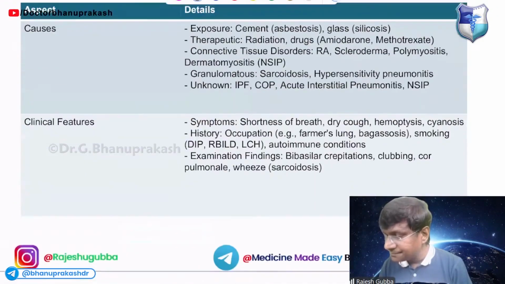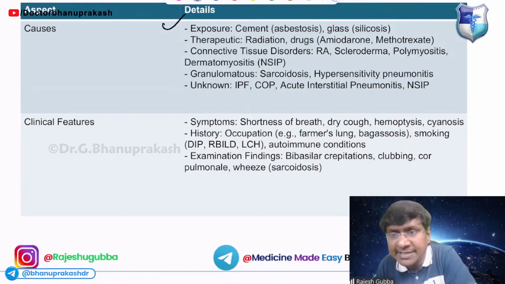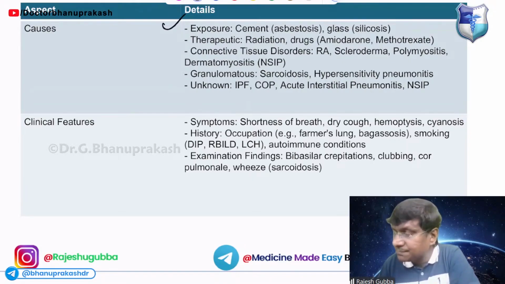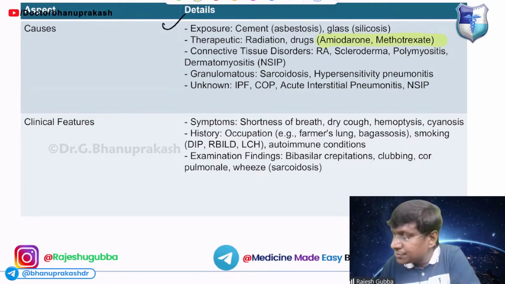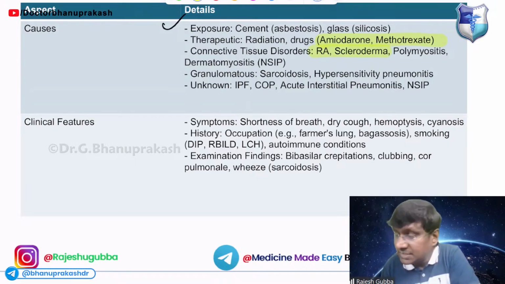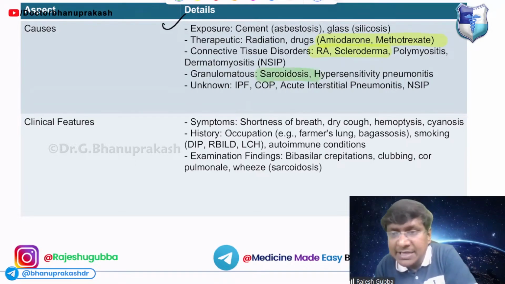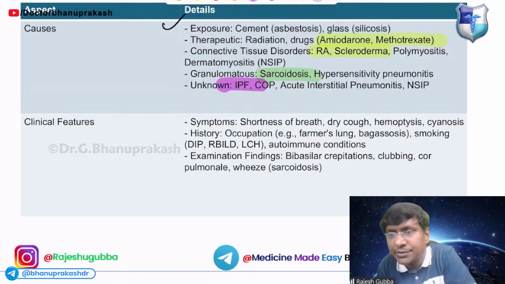Now, let me discuss the various forms of ILDs, or various etiologies. First and foremost, exposure to cement will result in asbestosis. Exposure to glass will result in silicosis. Some drugs can cause ILD, that is amiodarone and methotrexate. Connective tissue disorders causing ILD: rheumatoid arthritis as well as scleroderma. Granulomatous conditions causing ILD: sarcoidosis and hypersensitivity pneumonitis. Unknown causes include idiopathic pulmonary fibrosis, cryptogenic organizing pneumonia, acute interstitial pneumonitis, and non-specific interstitial pneumonitis.